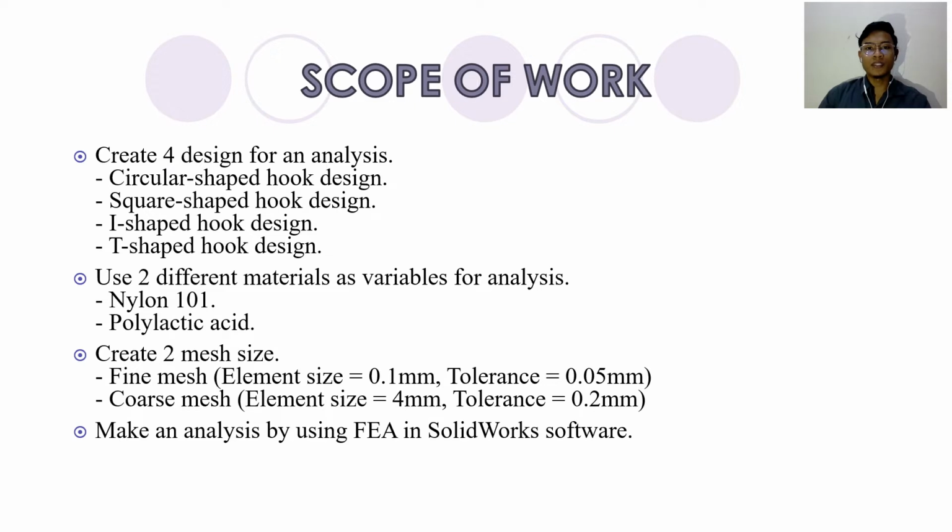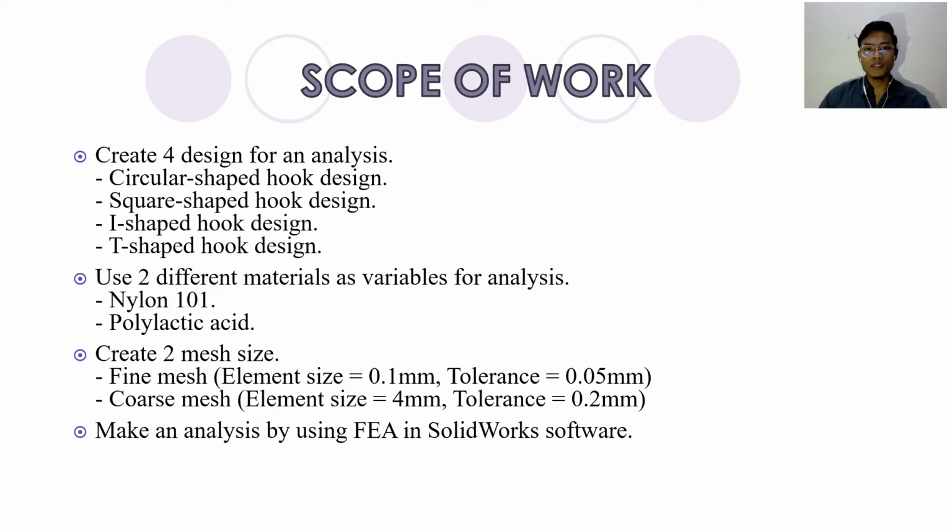In addition, another variable for analysis in this project is the use of 2 types of material. The materials that have been used are nylon 101 and polylactic acid, which is known as PLA. The reason for picking these materials is that they can be created as a rapid prototype in a 3D printing machine, and the materials have a difference in strength and elasticity.